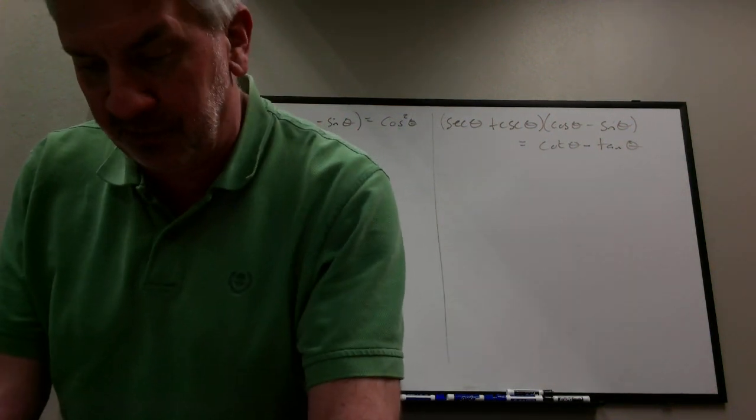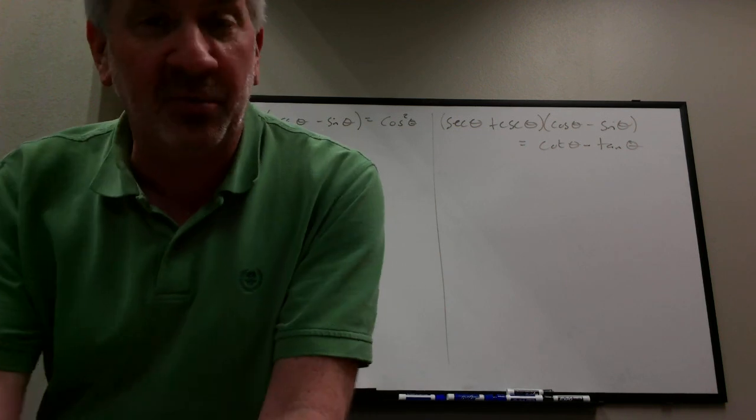It says verify the following trigonometric identities. 1, 2, 3, 4, 5, 8 of them. So we're going to do 8 of them.